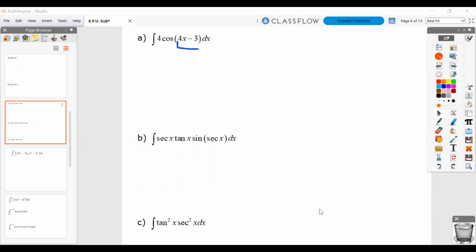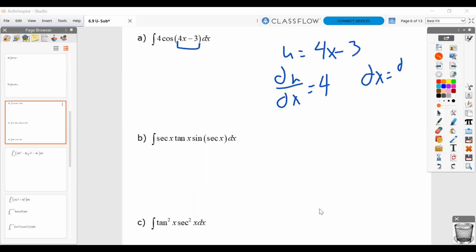Okay, so for this first one, again, the big thing with u sub is to figure out what's in your parentheses. So I'm going to consider u to be equal to 4x minus 3, which means du/dx is equal to just 4. So dx is then equal to du over 4. When we plug this back in, this now becomes the integral of the cosine of just u, du. And so the antiderivative of cosine of u is sine of u plus c.